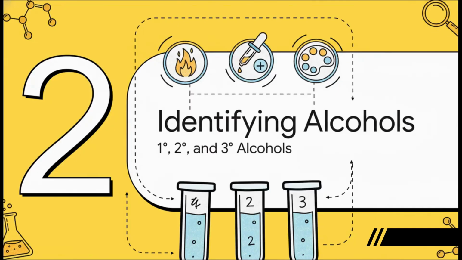All right, time to play detective. So imagine this. You've got 3 mystery test tubes. One's got a primary alcohol, one is a secondary, and one a tertiary. How on earth do you tell them apart? Well, we have 3 key chemical tests to do just that. And trust me, CUET loves asking questions about these.